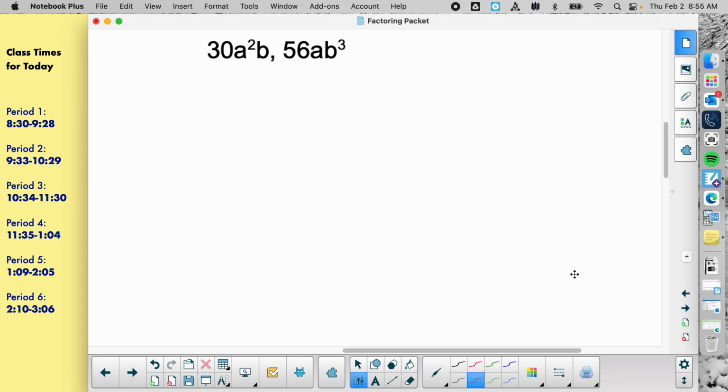We're still trying to figure out what they have in common. Okay? If you are given monomial expressions like this, you're still just trying to look at what they have in common. So we've already figured out the common number. Correct? So what's the common number between 30 and 56? The biggest one that goes into both? Just 2. Okay, now I'm going to look at the letters.